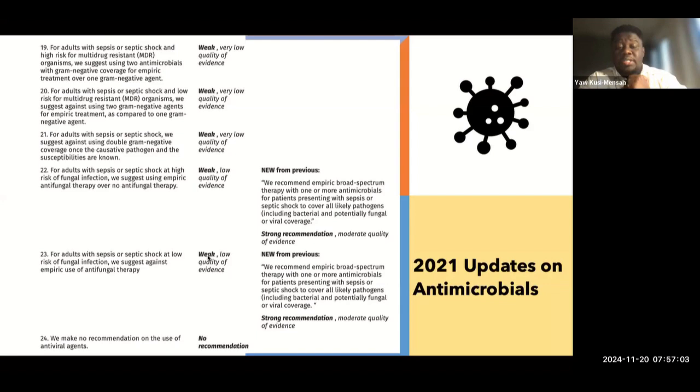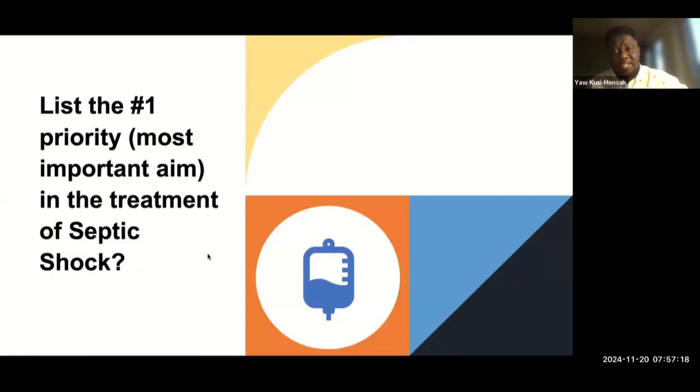But where your index of suspicion of fungal infection is quite low, the guidelines say that you don't need to give that. And that's one of the things that the guidelines talk about. It also says that the guidelines didn't make any recommendation about antiviral agents, and so you actually do it as you want.